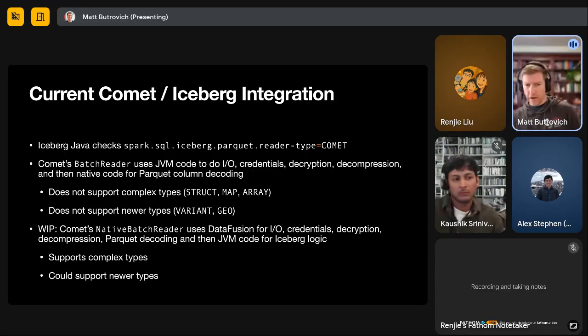There's a work in progress improvement that uses DataFusion for a lot of this work, so you get a lot more of the work done on the native side. We get support for complex types. But we're still doing some of the Iceberg-specific logic, I think, like handling delete rows and stuff like that on the JVM side. But it could support the newer types natively as well.